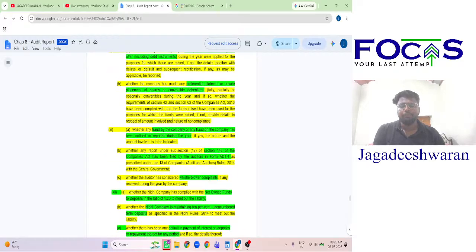10B: whether the company has made any preferential allotments or a private placement of shares or convertible debentures, fully, partially or optionally convertible, during the year. If so, whether the requirements of Section 42 and Section 62 of the Companies Act 2013 have been complied with and the funds raised have been used for the purpose for which they were raised, and if not, we have to provide the details in respect of the amount involved and the nature of non-compliance.